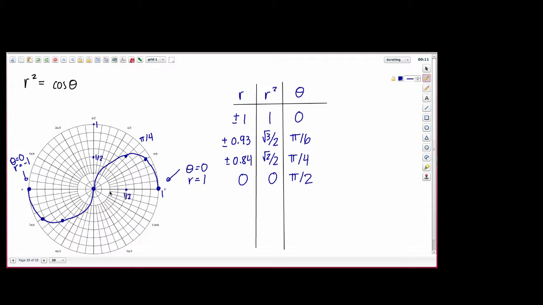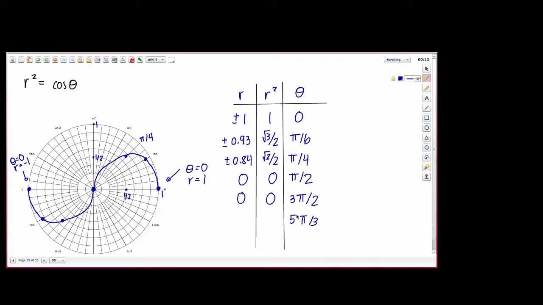Okay, so now let's think about what happens in the fourth quadrant angles for theta. r squared has to be positive, of course, so I'm going to look now at the fourth quadrant angles for theta, where cosine is positive. Let's start at 3 pi over 2. At 3 pi over 2, r squared is 0, so r is 0, so at our negative y-axis, we're back at the origin. Now let's do, for example, 5 pi over 3.